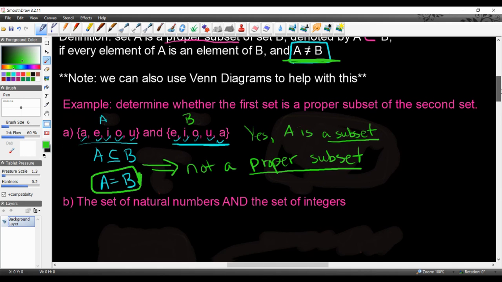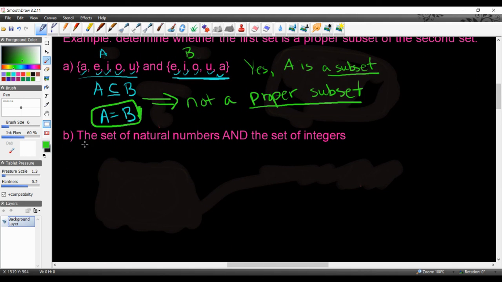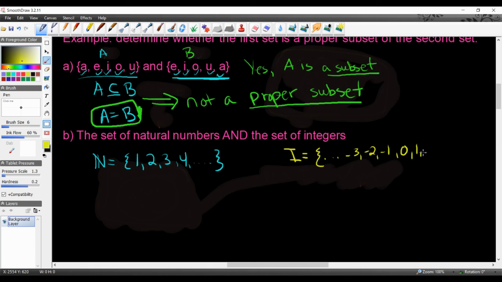Let's look at one more example, and then we'll be done. The set of natural numbers and the set of integers. Just as a reminder, the natural numbers are the whole numbers that start with 1 and go up from there: 1, 2, 3, 4, etc. And the integers: the set of integers is dot, dot, dot, -3, -2, -1, 0, 1, 2, 3, and so forth. We want to know if the first is a proper subset of this one.